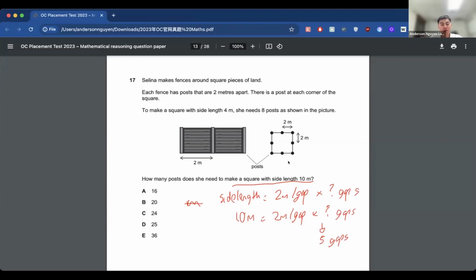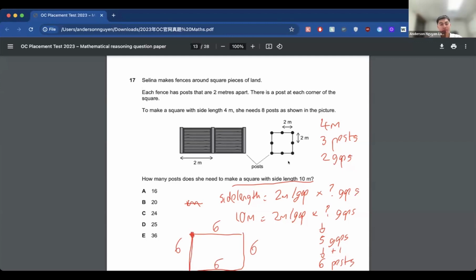But from our clues earlier, we saw that while the side length was 4 meters, you needed 3 posts, right? And 2 gaps. So you'll see that between posts and gaps, there's always going to be 1 extra post than gaps. So the number of posts you need is the gaps plus 1, getting you 6. So each side should be 6 posts, right? Not exactly. If you count from one corner to the other, you're going to get 6.